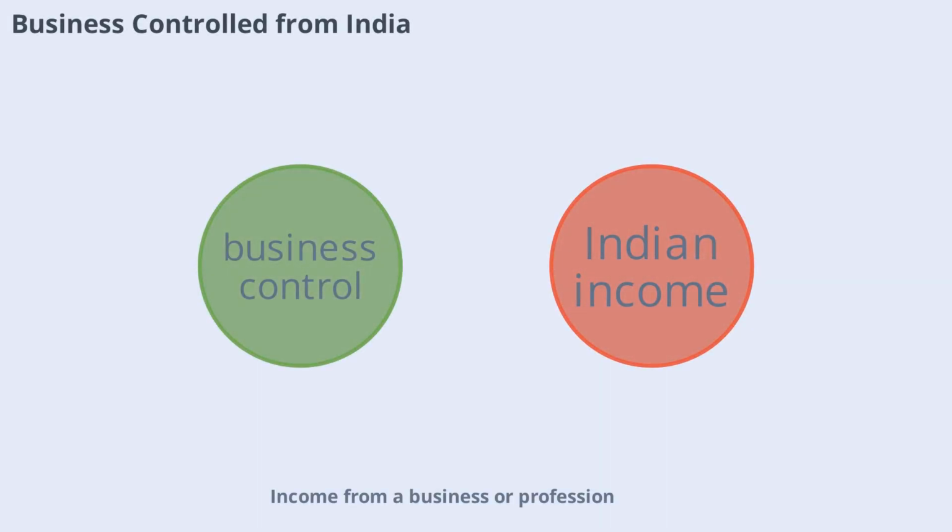Income from a business or profession controlled from India is considered Indian income, even if the operations are abroad. This rule ensures that Indian residents cannot avoid tax by shifting business activities overseas while retaining control in India.